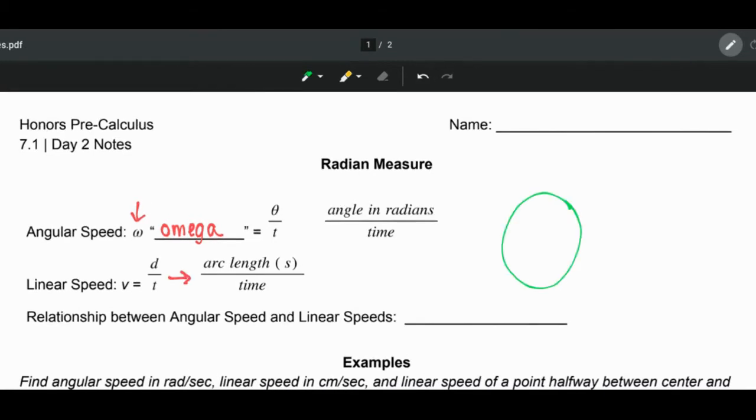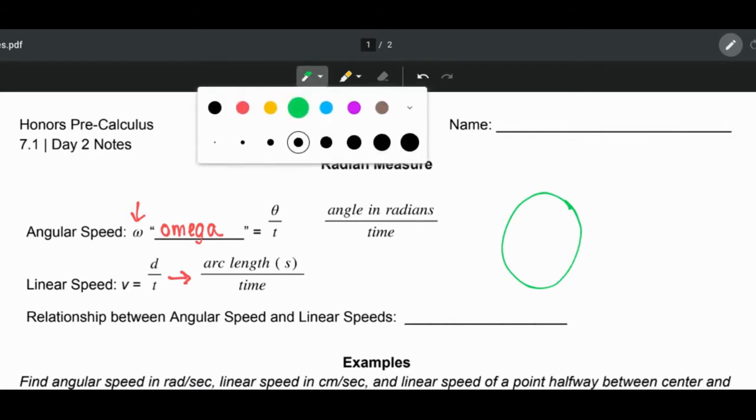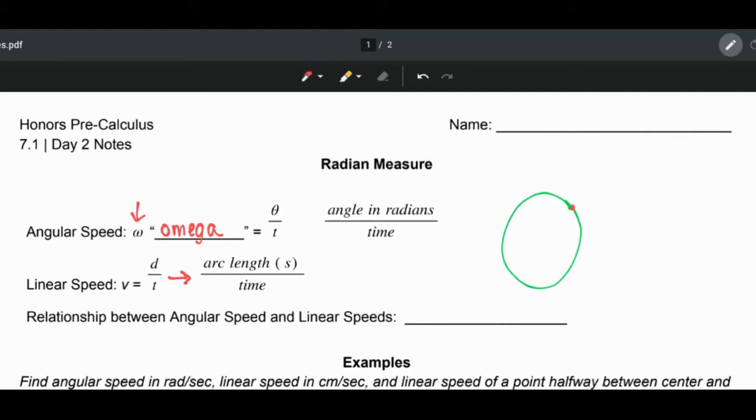When we talk about angular speed and linear speed, we're talking about the speed of a point going along the circle on the outside edge of the circle, so traveling along an arc length. So when we talk about linear speed, the distance over time is the arc length, otherwise known as s, over the time. And the angular speed is how big of an angle theta is divided by time.